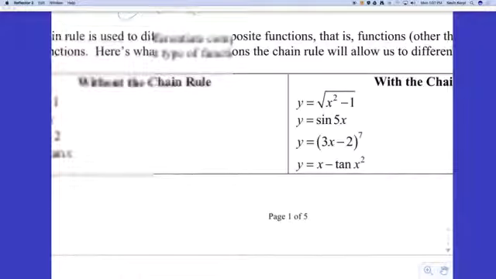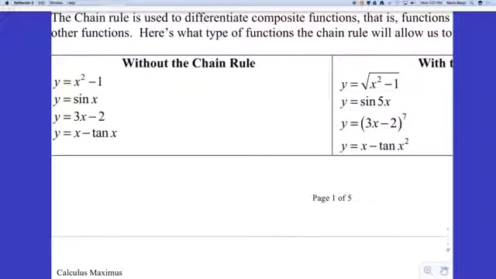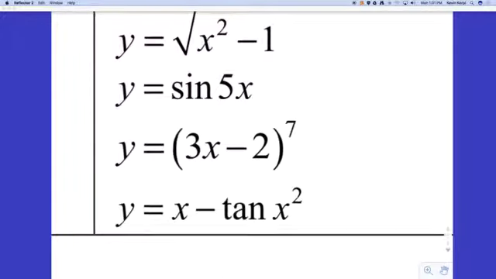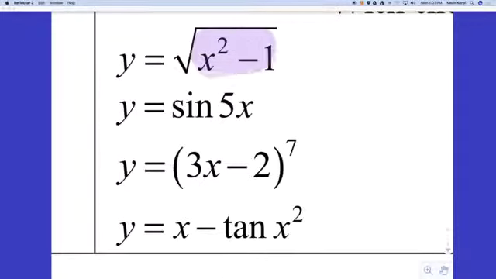What did all those have in common that these did not have? I said the word what in each of those? Quantity. Yes, quantity. I'm going to replace the word quantity with blob. Are you all okay with that? The square root of blob, sine of blob, blob to the 7th, and x minus tangent of blob. So anytime I say blob or quantity, it's because the thing is something more than just a plain old x.